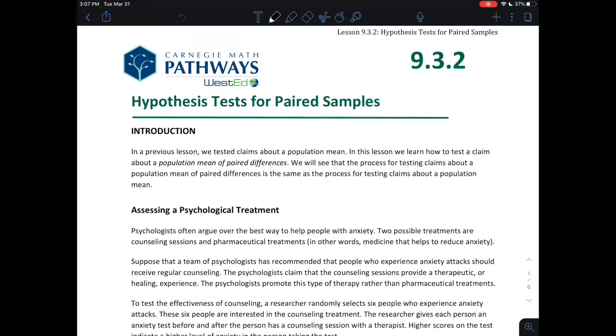So the previous lesson, 931, we did hypothesis tests for a population mean. This is going to be the exact same process, except that we will just have to find the differences between two values first. So let's see how that goes.